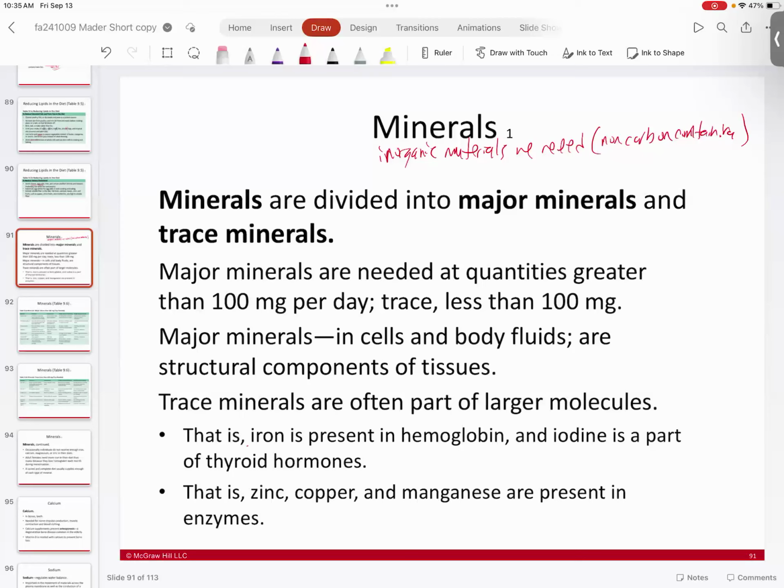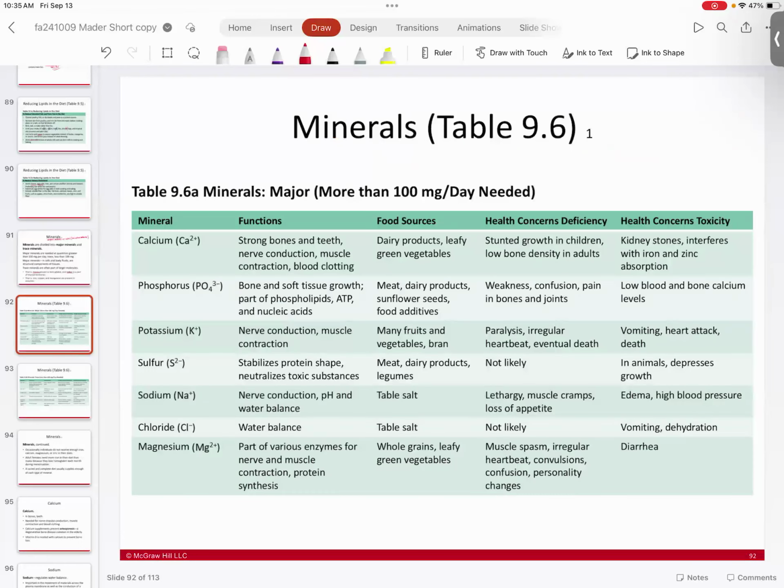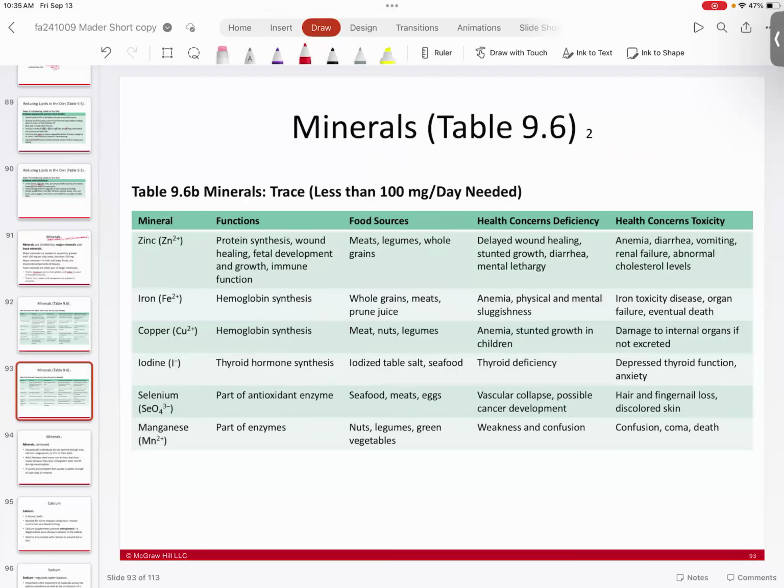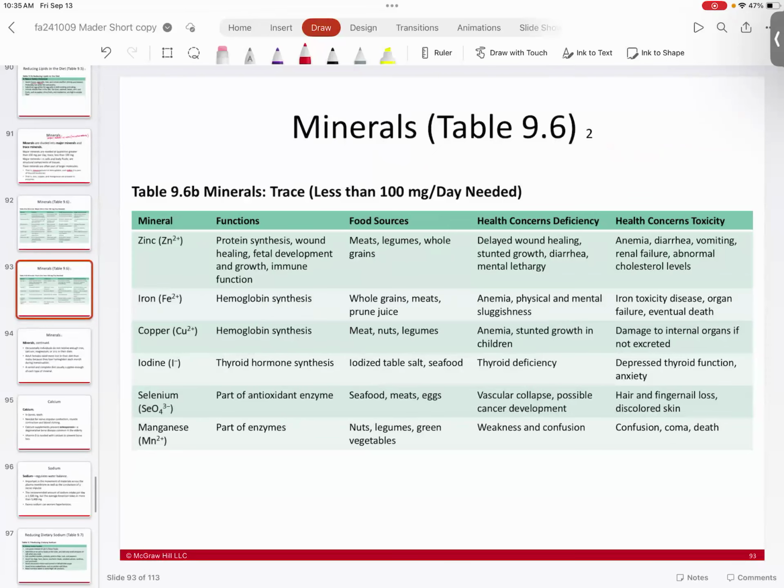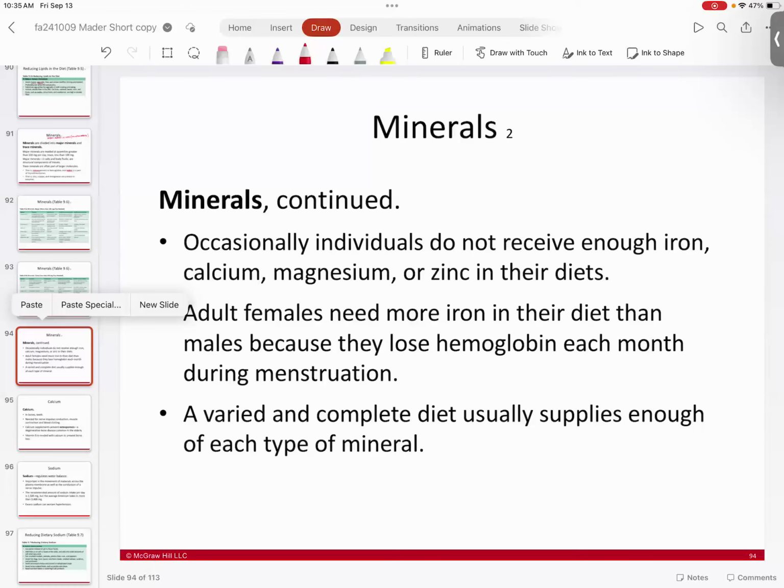For instance, iron is present in hemoglobin, so we need iron. Iodine is part of the thyroid hormone, so we need iodine. Zinc and copper and manganese are present in enzymes, so we need these metal ions to help us out. Here's a table of the different minerals that we need to consume in order to facilitate our physiology. I don't want to go through all of them, but suffice it to say, if we eat a good nutritious meal, we should be getting minerals, vitamins, and nutrients.